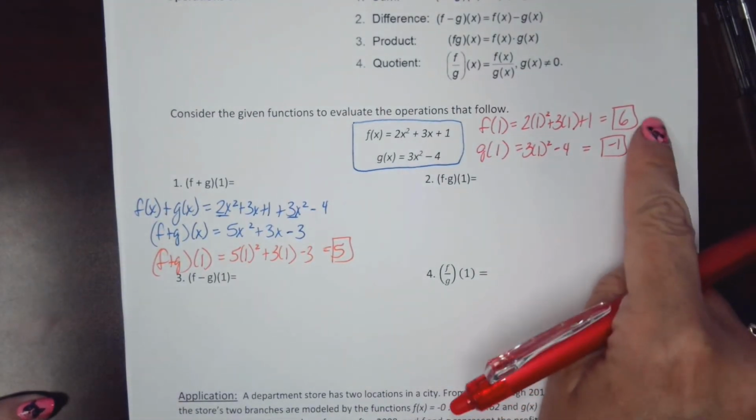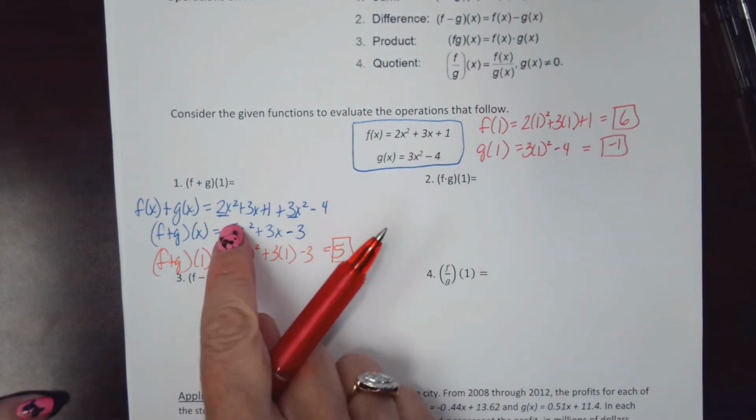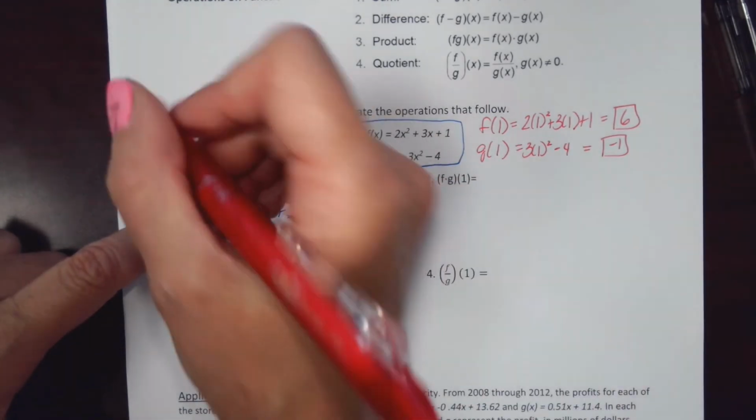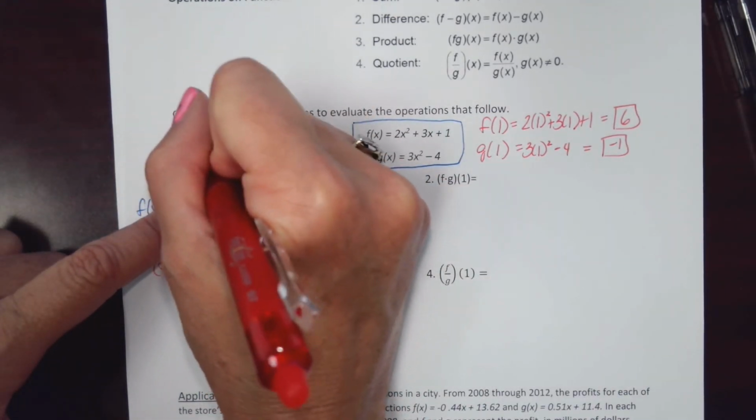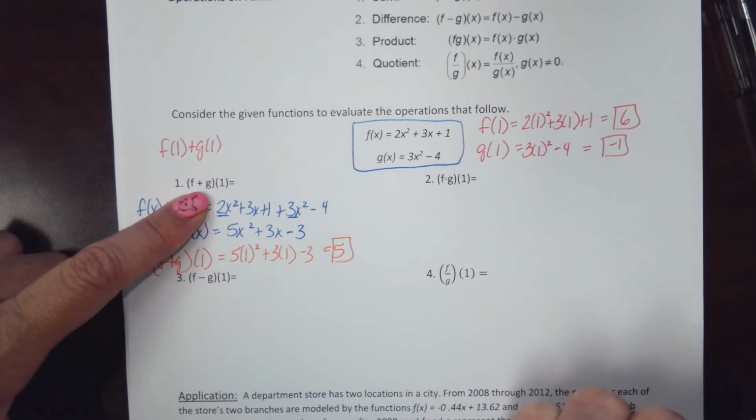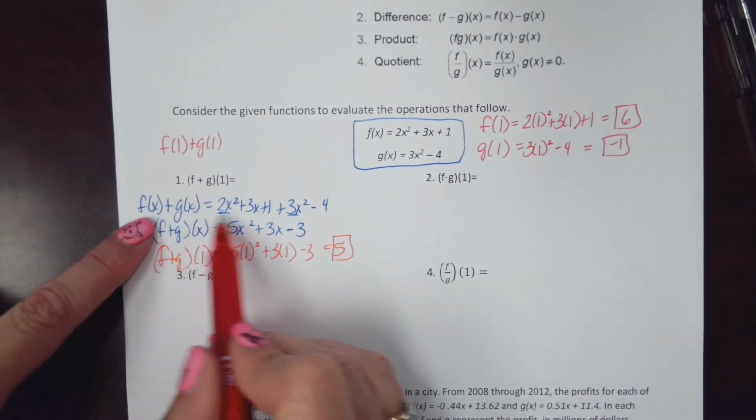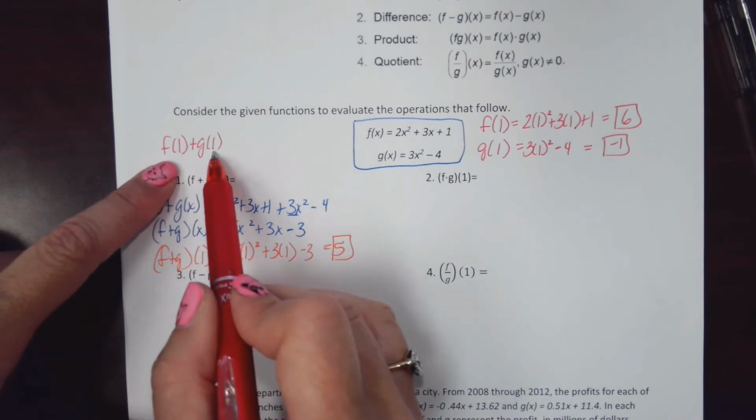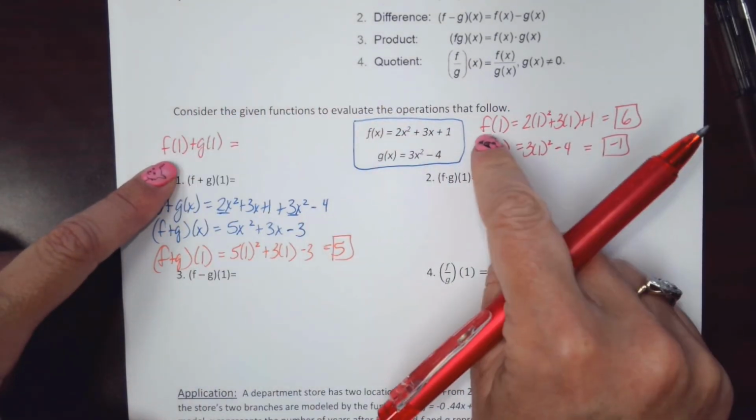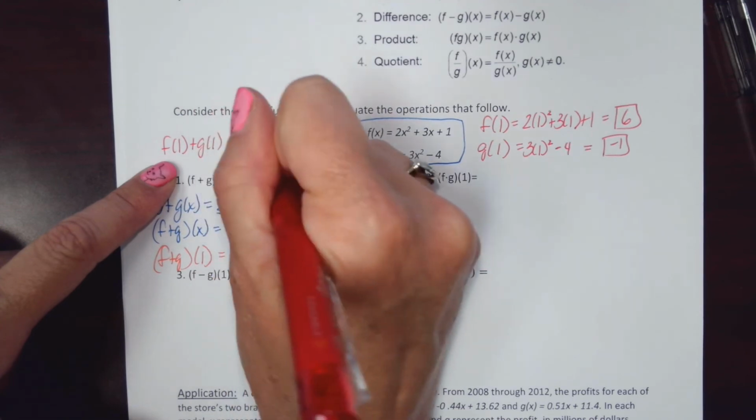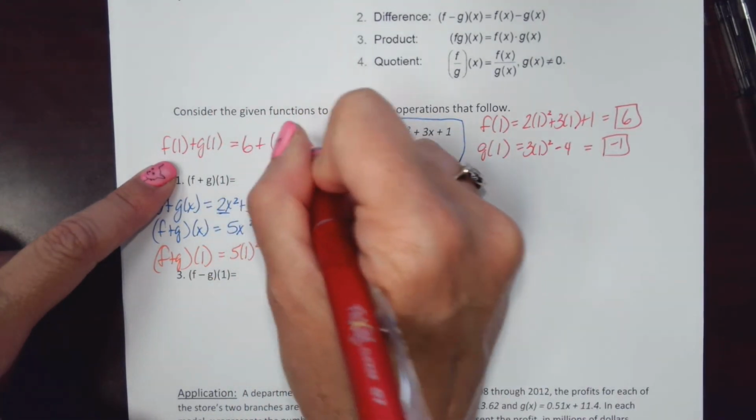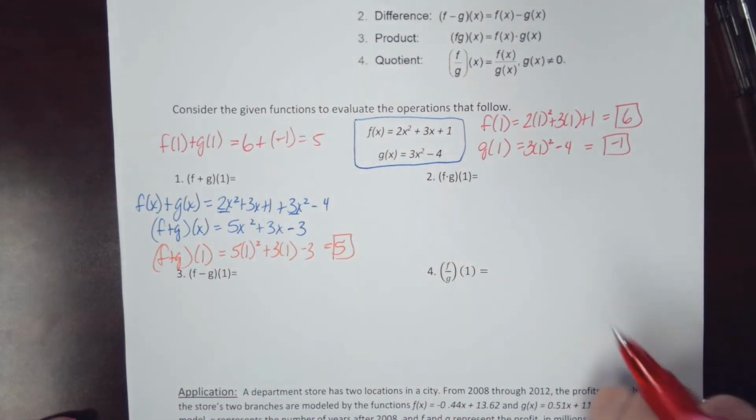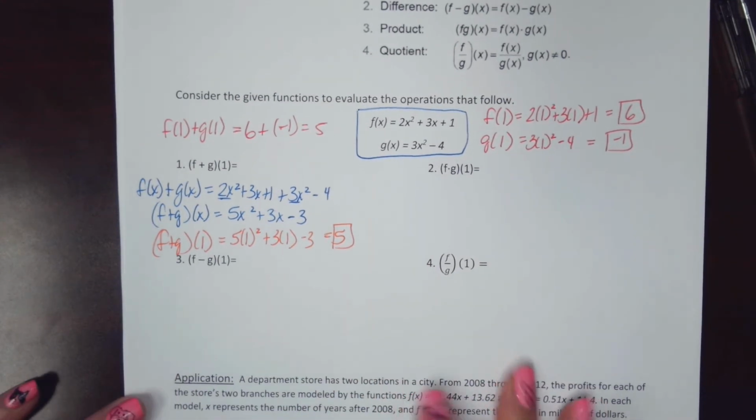So given this information, I can come over here and say, okay, well this would be f of 1 plus g of 1, right? Because we did f of x plus g of x, and then we replaced our x with 1. So I could just do f of 1 plus g of 1. If I know that f of 1 is 6, and g of 1 is negative 1, and 6 minus 1 is 5, that's what I got down here.